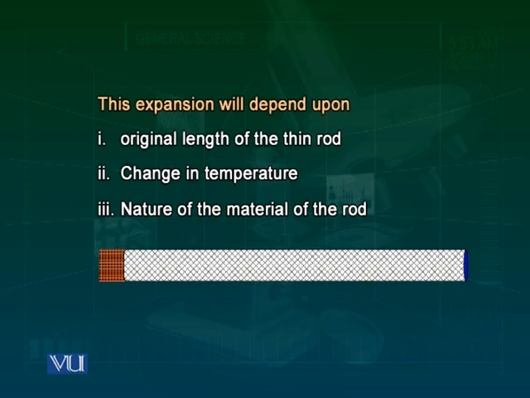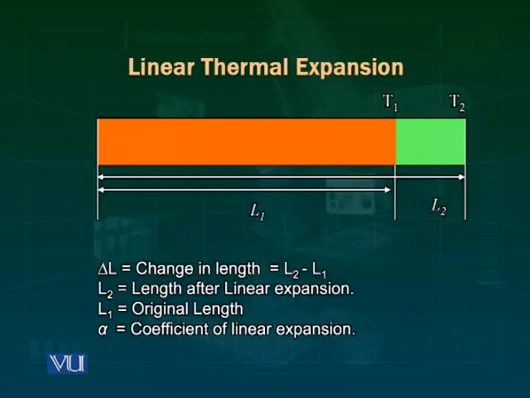It will depend upon the change in temperature. If I heat the rod, let's say, by 10 degrees Celsius, it is going to expand by that much. If I heat it by 100 degrees Celsius, it is going to expand by a larger amount. And thirdly, it will depend upon the material of the rod. Like we said, if you compare iron and brass, iron expands less, brass expands more. Therefore, if the rod is made of brass, it's going to have a larger expansivity, and if the rod is made of iron, it is going to have a smaller expansivity.